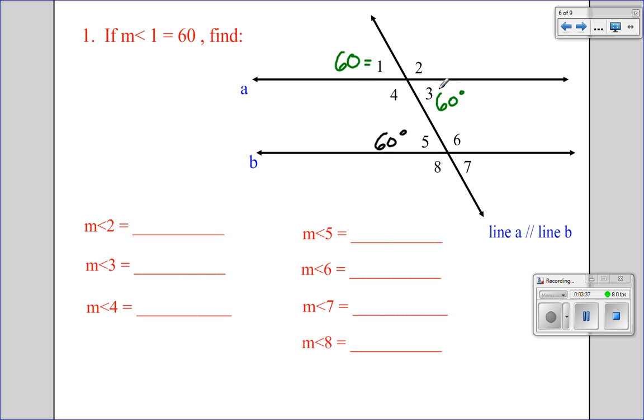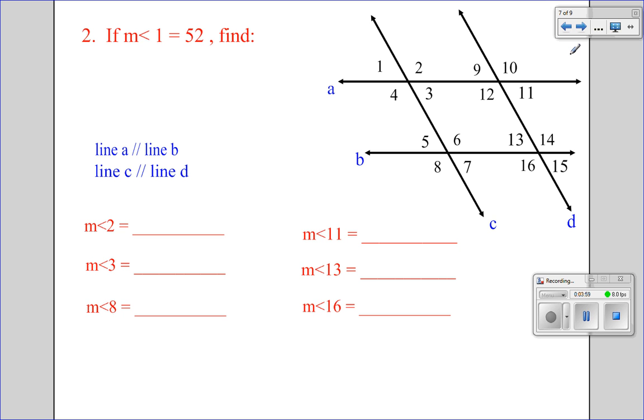And we also know that from linear pair, 1 and 2 will be 180 combined. So we subtract 60 and get 120. Vertical angle here. Alternate interior angle over to angle 6. Vertical angle to angle 8. Vertical angle to angle 7. So that fills in the rest of my angles there.